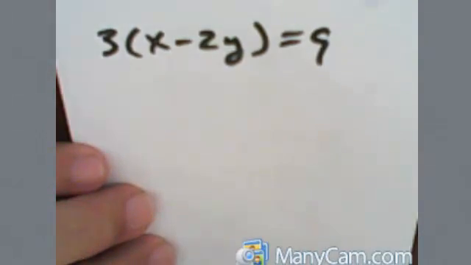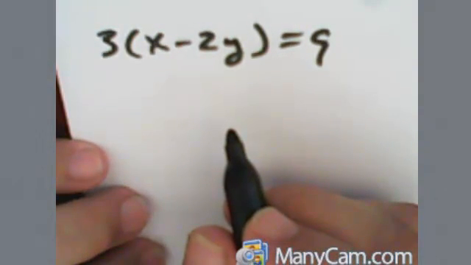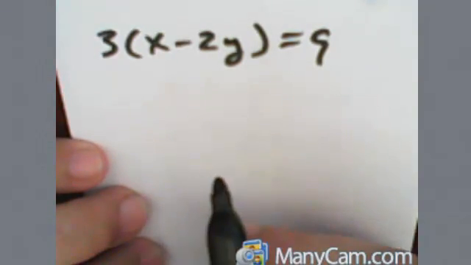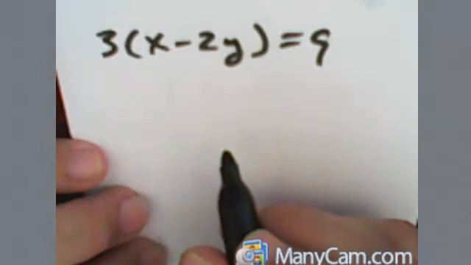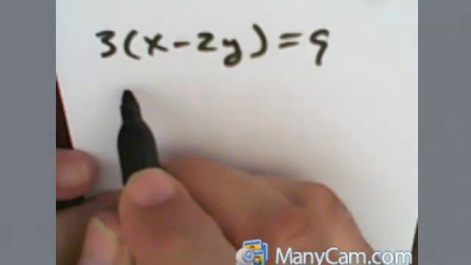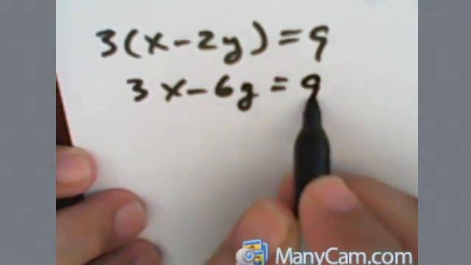In this problem, we're going to put this linear equation into slope-intercept form, which means basically we're going to solve it for y. Y will be alone on the left side, and everything else in the equation will be on the right side in proper form. Now, we'll distribute the 3, and we get 3x minus 6y is equal to 9.